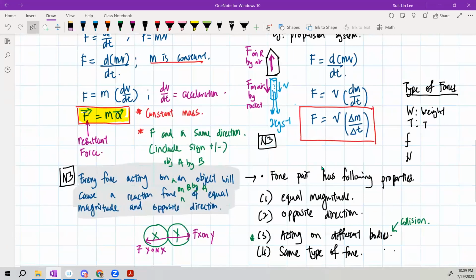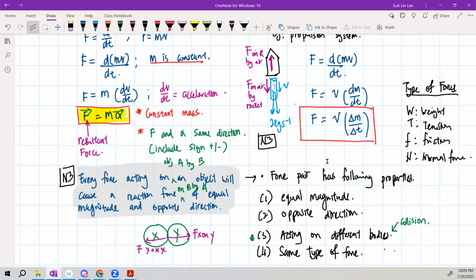Weight, tension, friction, normal force. Okay. So sometimes this is normally objective questions. They will ask you, which of the diagram shows Newton's third law pair? Or which of the following forces are force pairs?